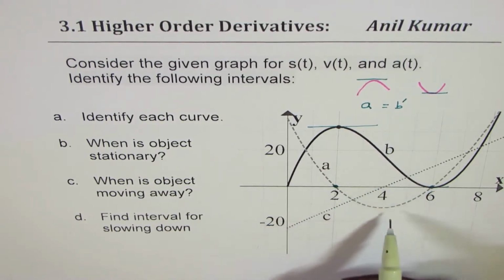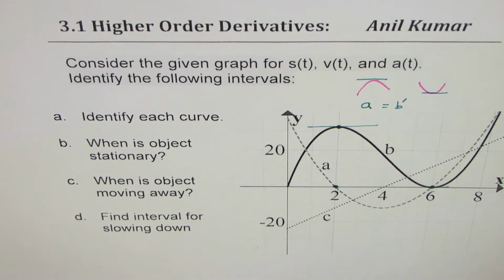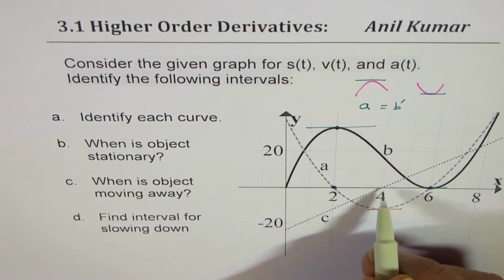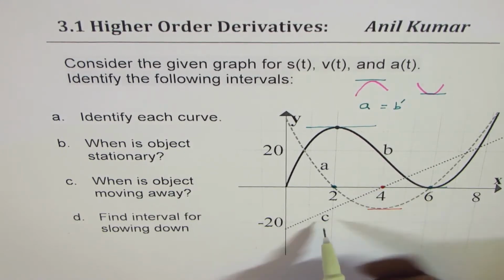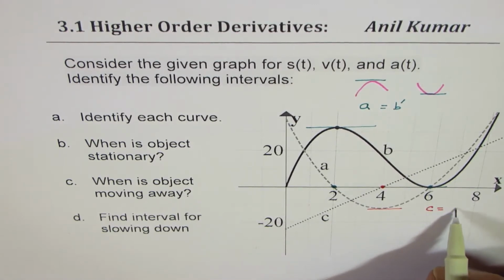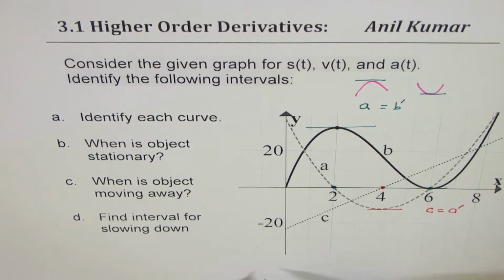Now let's look into graph A. In graph A, we notice that we have one turning point, which is right there, at 4. Corresponding to this, we do have a 0 on graph C. That means that graph C is the derivative of graph A.